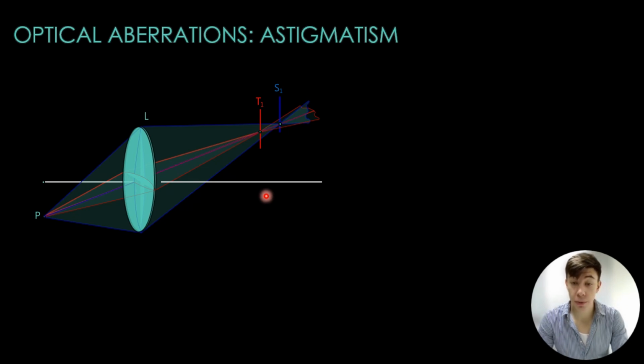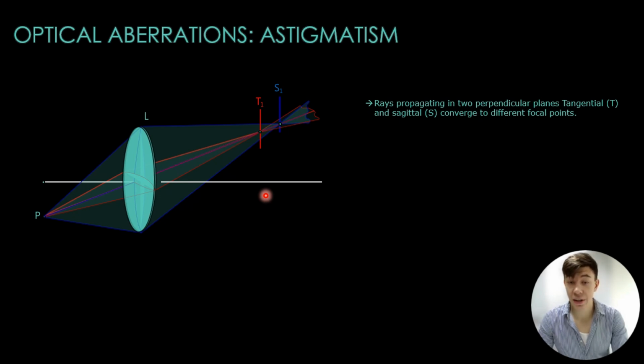This line focus leads to blurry and distorted images, especially of points or lines that are not aligned with either the tangential or sagittal plane. You may see objects stretched in one direction and sharp in the other.